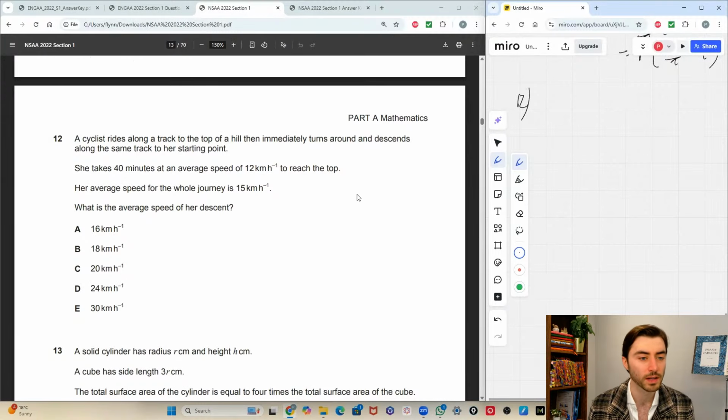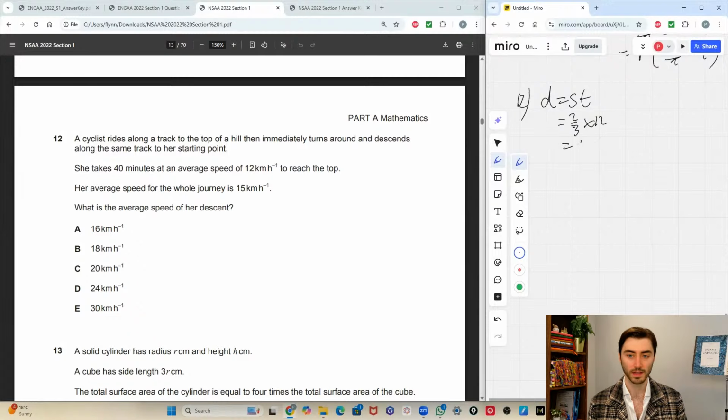So a cyclist rides along a track, immediately turns around and descends along the same track to her start point. Takes 40 minutes at an average speed. Her average speed for the whole journey. Okay, so distance equals speed times time. So the distance, that's 2/3 of an hour times 12 kilometers. So that's going to be 8 kilometers traveled in that first 40 minutes.